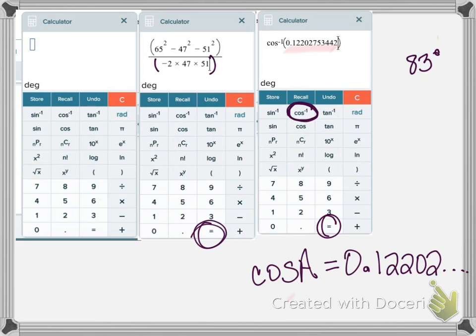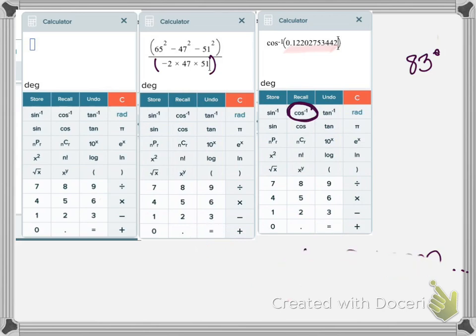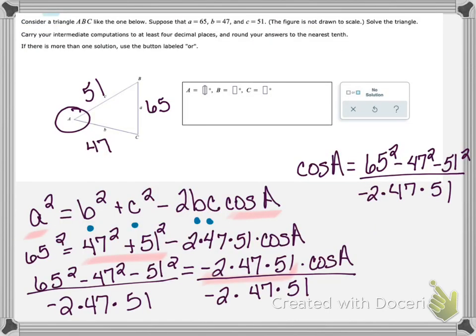So I want you to realize that your keystrokes on your calculator are as important as the algebra that you are working out. So don't hesitate to be super aware of that. Now, I'm going to go back to this picture right here because we have found the angle measurement for A. So our angle measurement for A is 83 degrees.